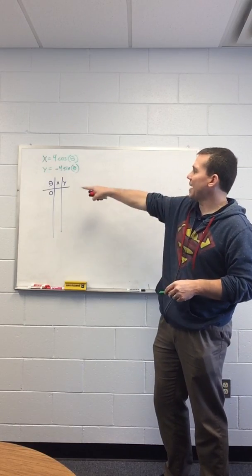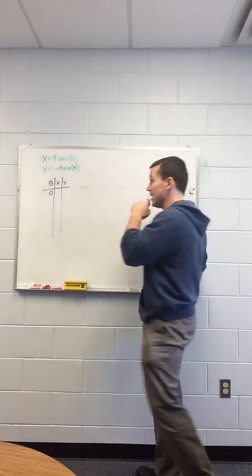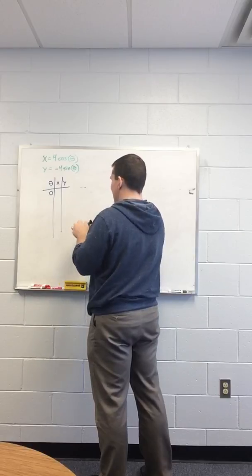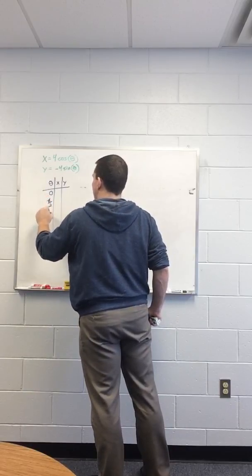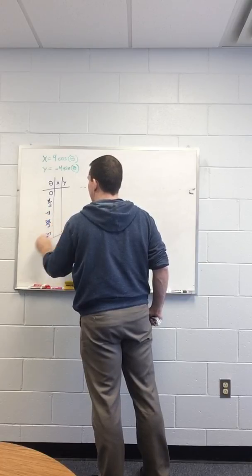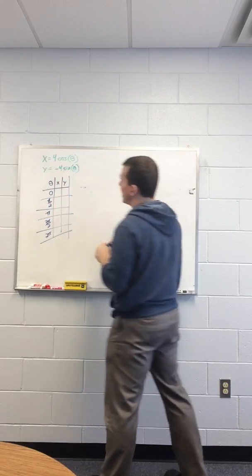So let's see, I want to graph it. So I start by picking values of theta as opposed to t. We'll just start with 0. And then because these are trigonometric things, we'll go with maybe pi over 2, pi, 3 pi over 2, and 2 pi, and see what we get.